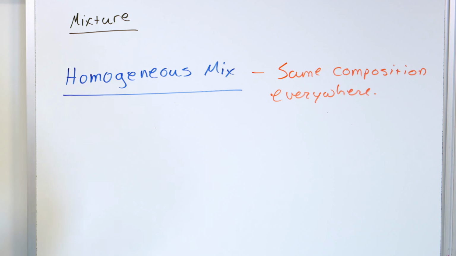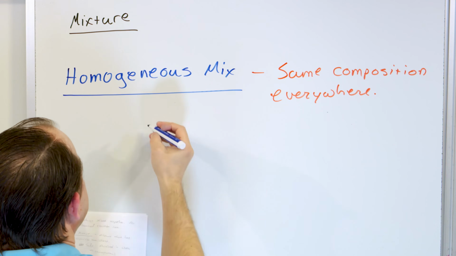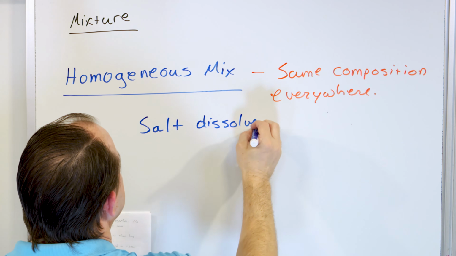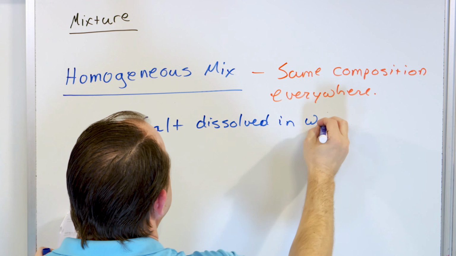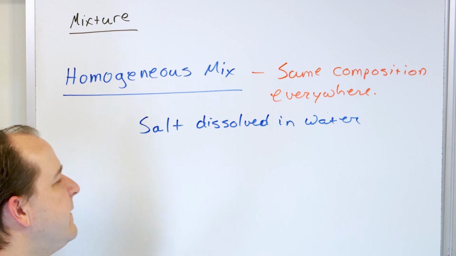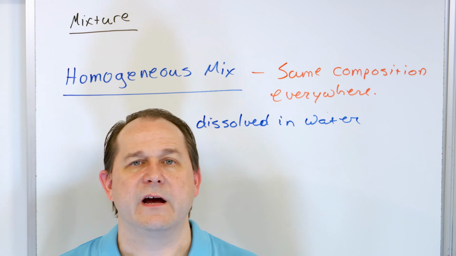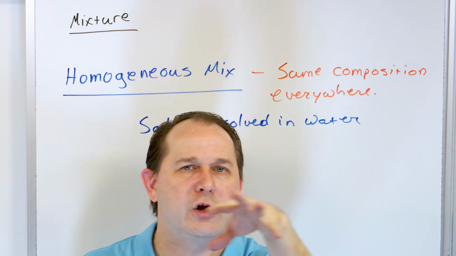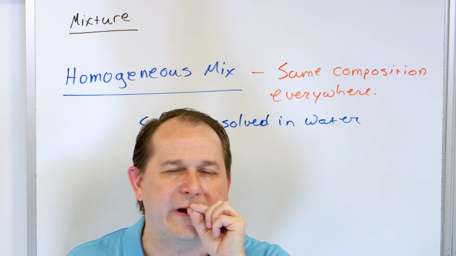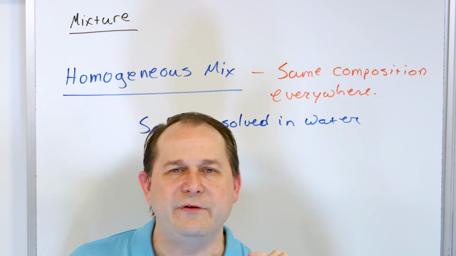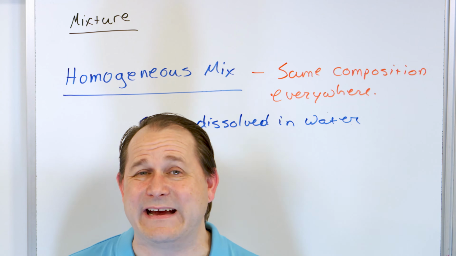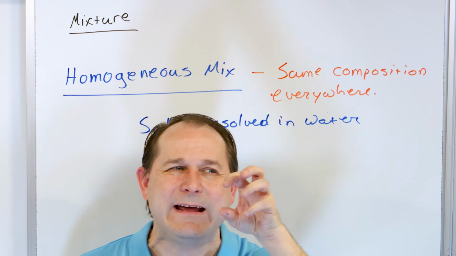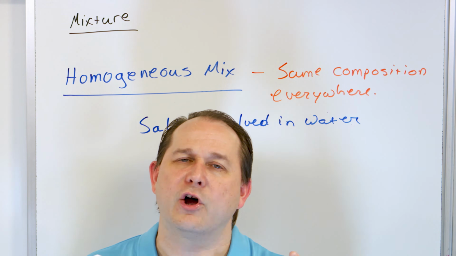So an example of this would be something like salt dissolved in water. In water, the salt is dissolved, and the salt doesn't disappear. It's just in between all of the water molecules that are there. And whether you take a drink of the salt water from the top, or from the bottom, it's going to taste the same saltiness, because once everything is evenly distributed and dissolved, we have the same concentration of salt everywhere. So that's called a homogeneous mixture.